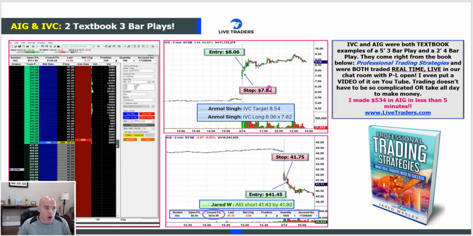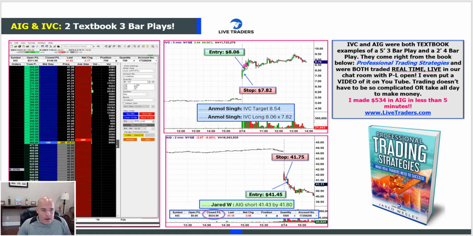Here's a long and a short. IVC long, AIG short. Now look, IVC, wide range igniting bar over resistance. Narrow range resting bar, you're in at 8.06. Your stop is 7.82. This thing goes up to $9.50.